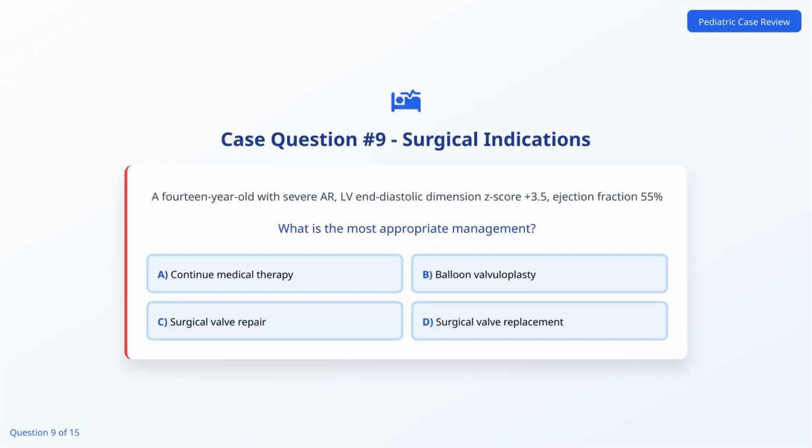A 14-year-old with severe aortic regurgitation has a left ventricular end-diastolic dimension Z-score of plus 3.5 and an ejection fraction of 55%.